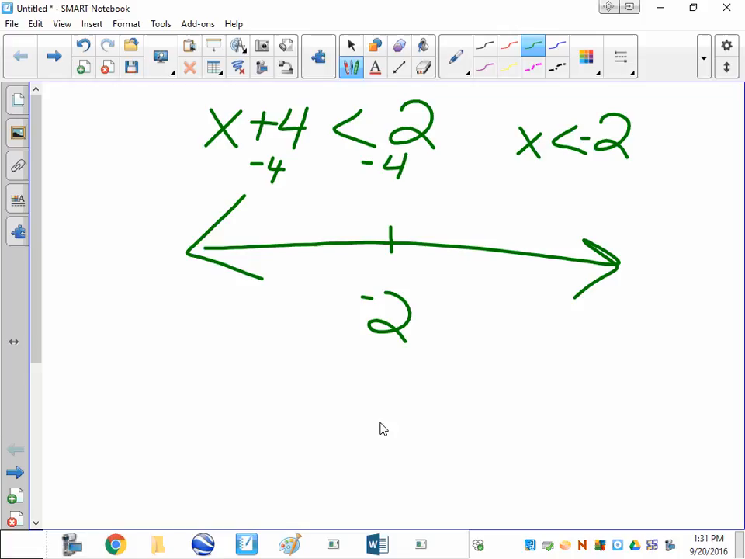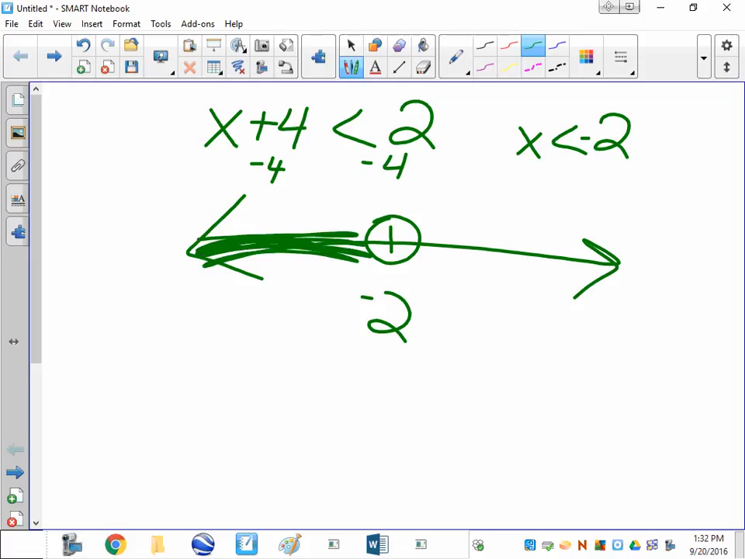Does negative 2 count? Is negative 2 part of the solution set? No. So how do I distinguish between negative 2 counting and negative 2 not counting? I draw a circle around it. If you fill in the circle, that means that that particular point is part of the answer. If you leave it open, then it's everything just off of that, just smaller than that. And then I would shade all of this stuff over here.